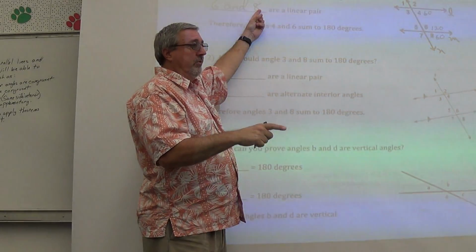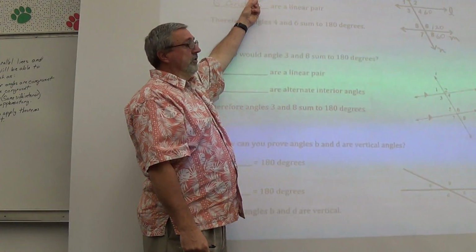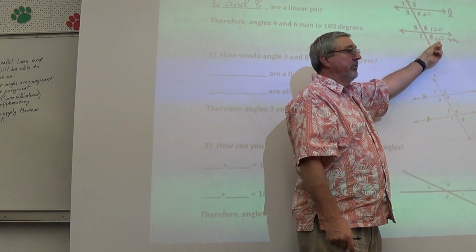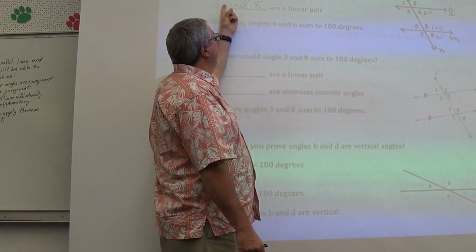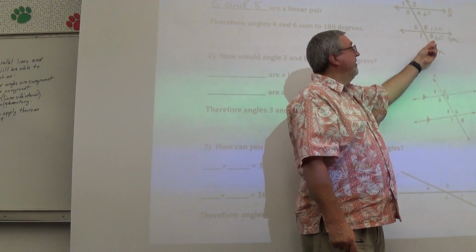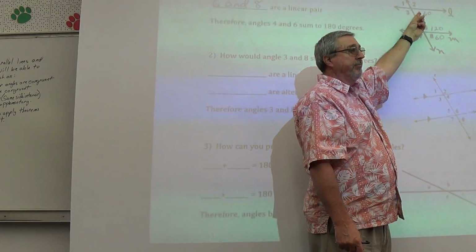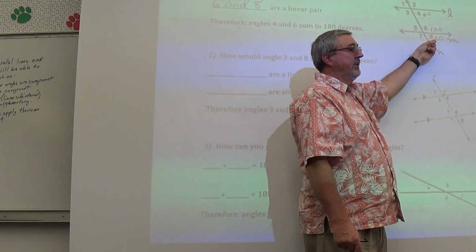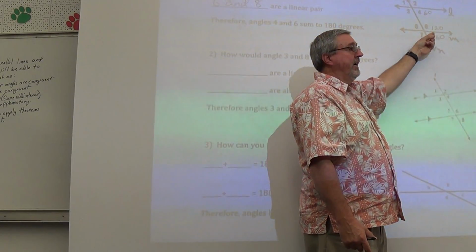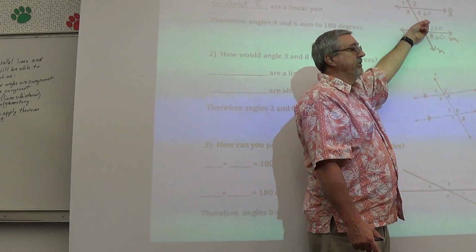transitive property, right? We're going to write it a little different, so think about it in your head. So if 4 and 8 are equal, and 6 and 8 are supplementary, then 6 and 4 have to be supplementary because these two are equal. That would be the transitive property, right? If these two are equal and these two are supplementary, then these two have to be supplementary.